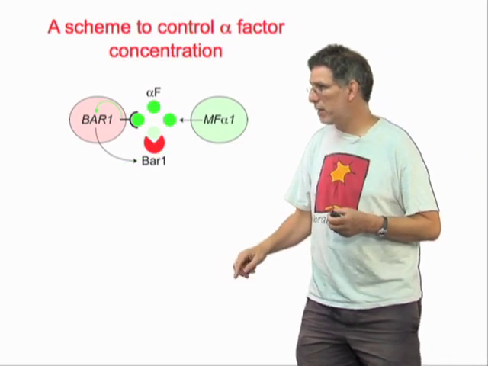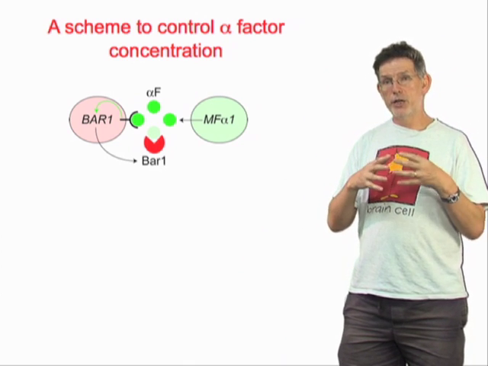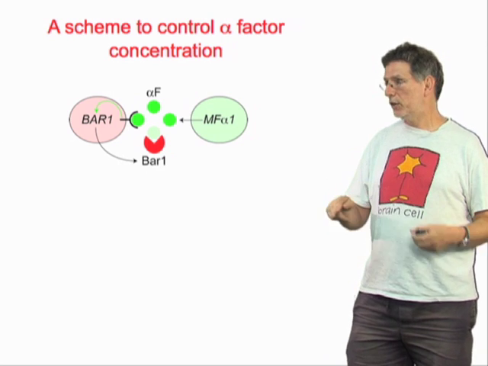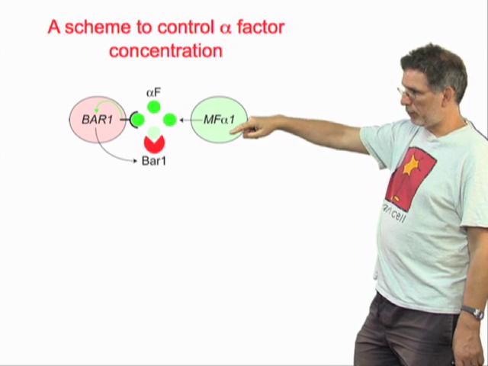And the idea is that bar 1 helps the cell minimize the variation of the pheromone concentration at its surface as the local density of cells changes. And we're going to argue that the way that that happens is, here's an alpha cell.